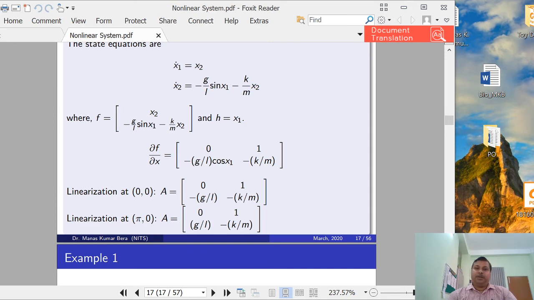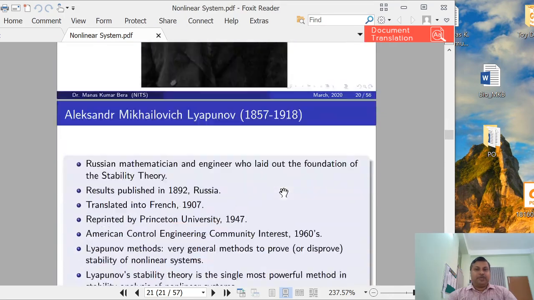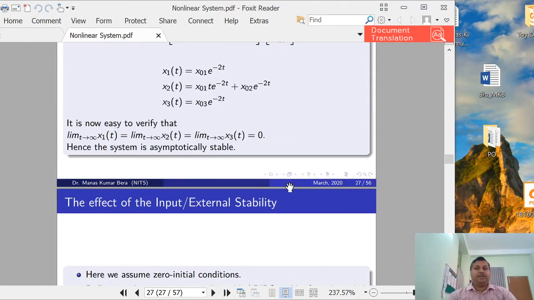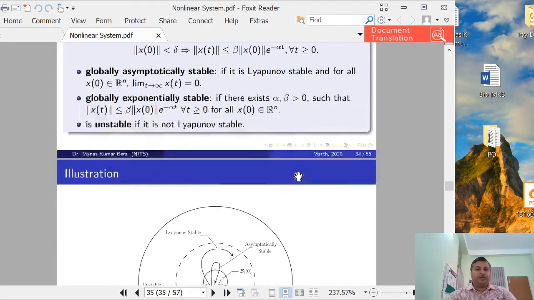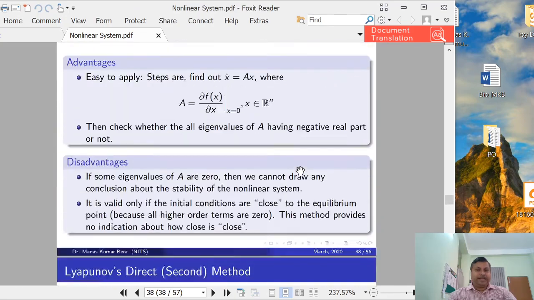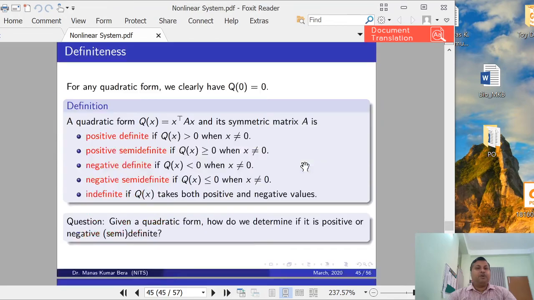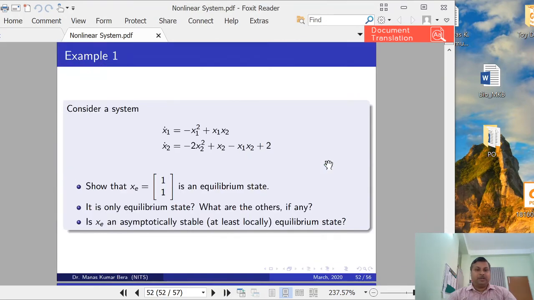this is an unstable equilibrium point. That we are now going to understand using the Lyapunov theory, the Lyapunov second method. I have discussed the Lyapunov first method, and now we will see with the second method whether we are able to conclude the same thing or not. So let us do that.